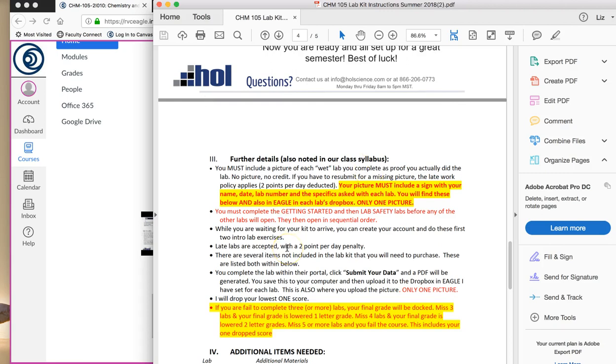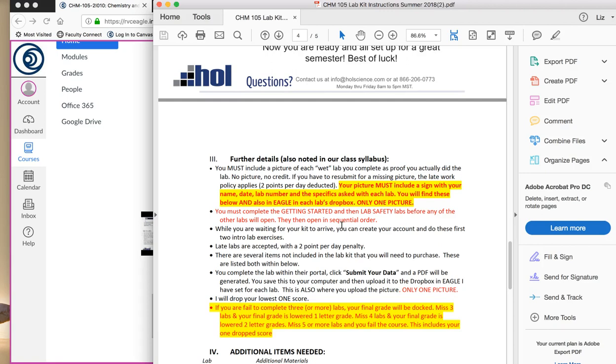But you also have to include a picture, and I have different requirements for the pictures depending on what the lab is. The picture is your proof to me that you did the lab. The picture has to have different things in it. Again, just depends on what the lab is. For the first lab, the Getting Started, the picture has to include a sign with your name, the date, and the name of the lab, so that I know you're just doing this now. And it has to have a picture of your lab kit box showing your kit code sticker. And again, that'll be reiterated in a couple other places.